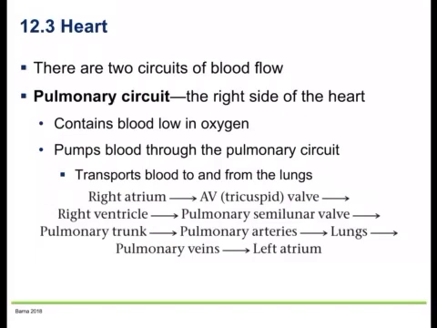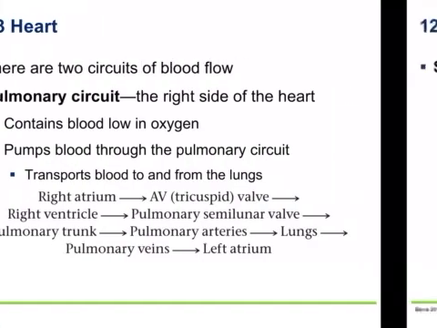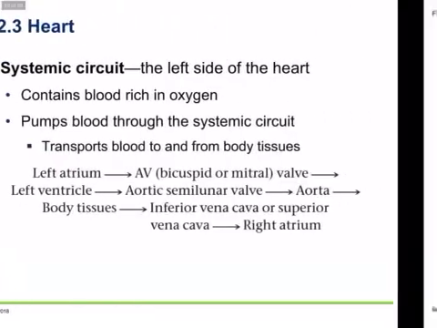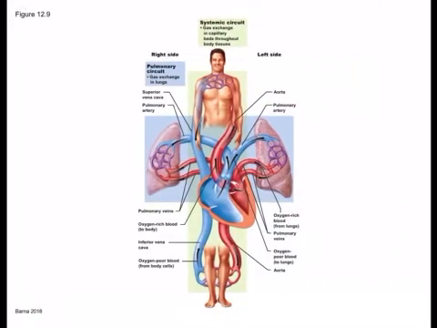We have two circuits that flow into and out of the heart. We have what's called the pulmonary circuit, and then we have what's called the systemic circuit. And so the pulmonary circuit, you can see here all through the steps. I'm going to go right to this image right here. We look at the pulmonary circuit, we're coming into the right atrium.